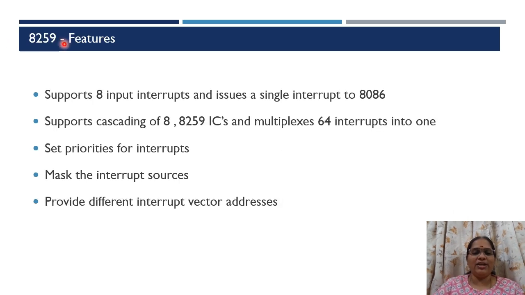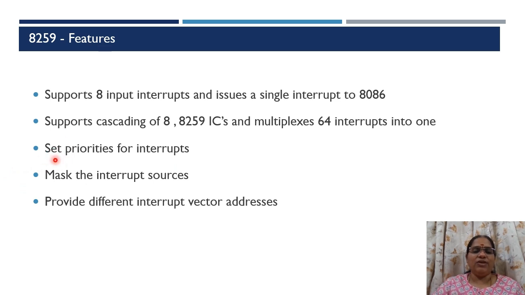So coming to the 8259, which is a programmable interrupt controller, it supports 8 input interrupts, and out of the 8 input interrupts, it will issue only a single interrupt to the 8086, that is the processor. You can also allow multiple interrupts, that is, cascading of your interrupts is possible. That is, each interrupt in turn will support 8 interrupts. So cascading of 8259 ICs can be done. So 8 into 8, in total we can have 64 interrupts to this processor.